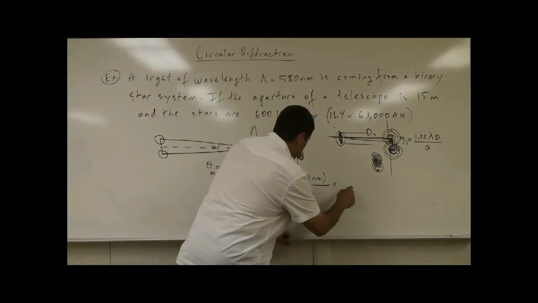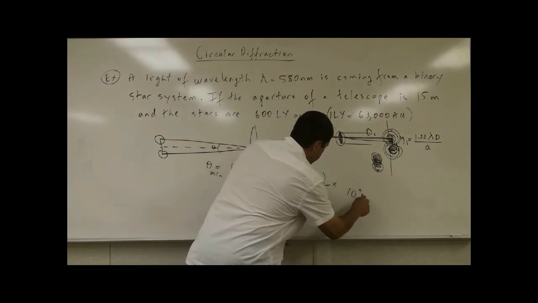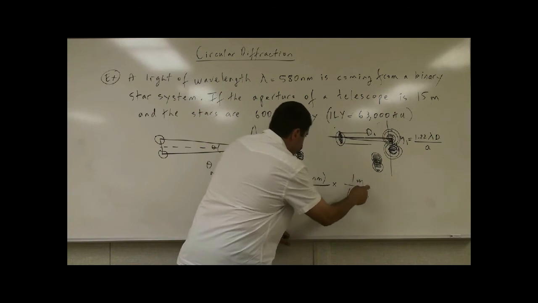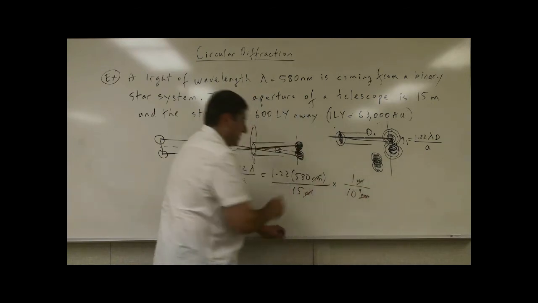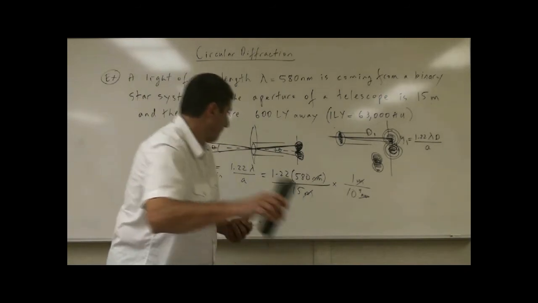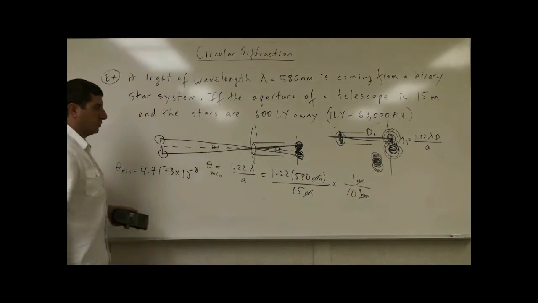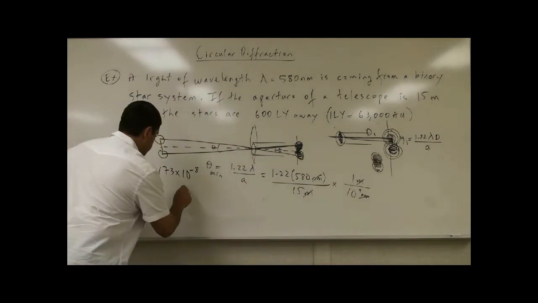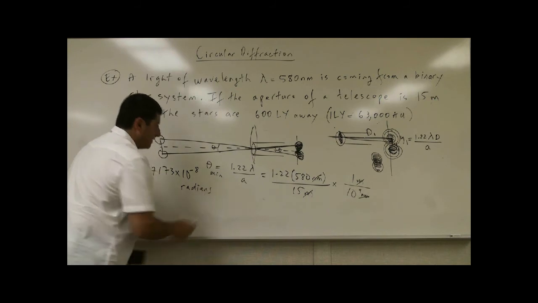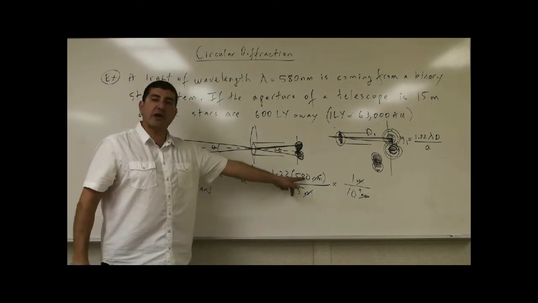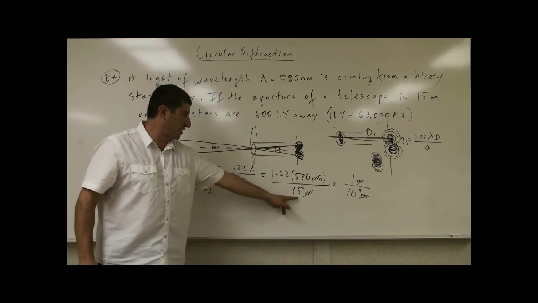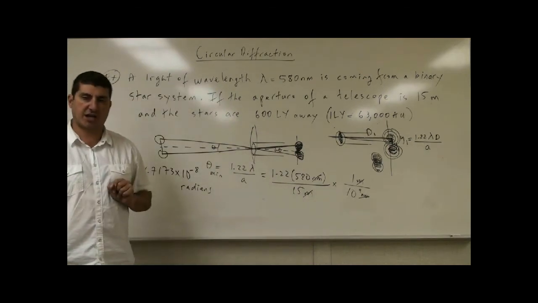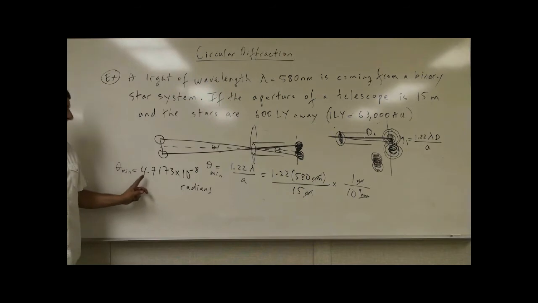So we can say 10 to the 9th nanometers is equal to 1 meter. Nanometers cancel. And what are the units? Well, everything canceled. The units come out radians. Notice here we only used the wavelength of the light and the aperture of the telescope. So at minimum, the two stars have to be 4.7173 times 10 to the minus 8 radians apart.